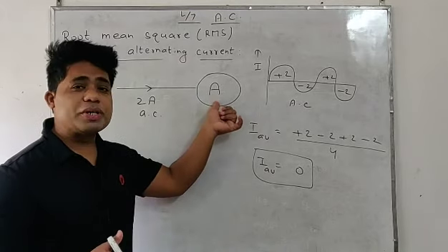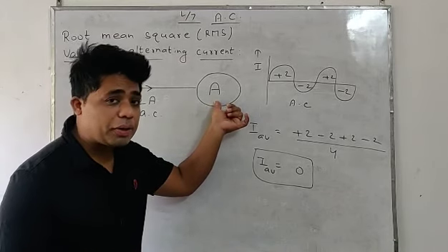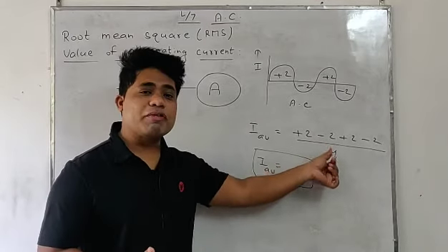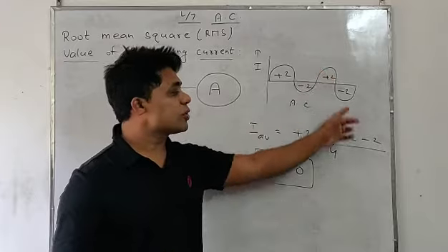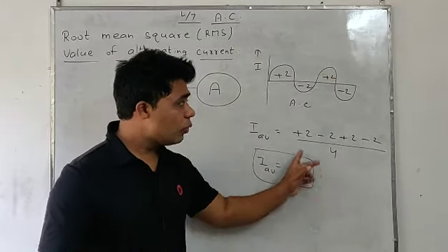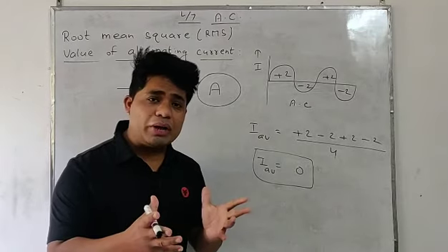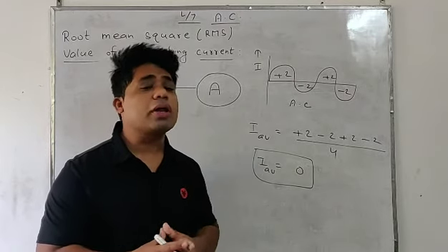So we cannot measure alternating current with an ordinary ammeter because it calculates the average value, which is the sum of objects divided by number of objects: plus 2, minus 2, plus 2, minus 2 divided by 4. One, two, three, four. So it will give 0. So we cannot find the alternating current using an ordinary ammeter.